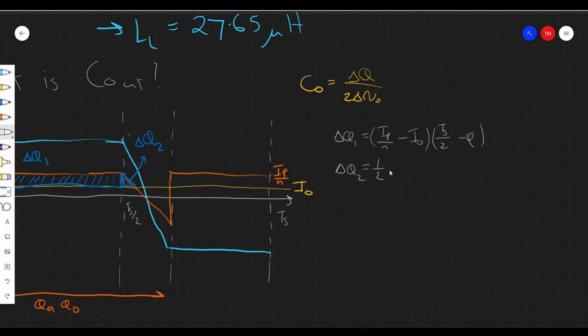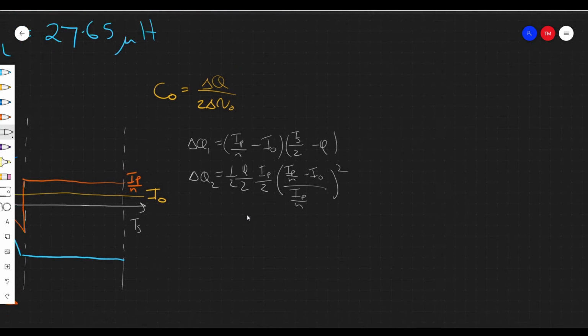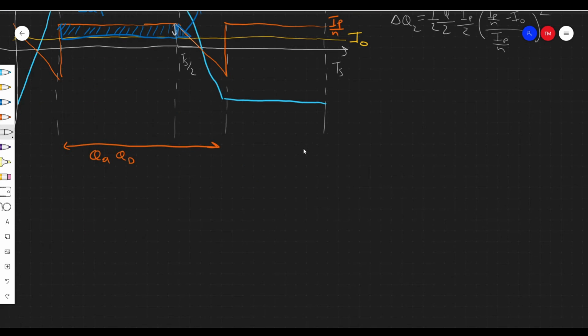half the base. We calculate the area of this whole triangle, which is half phi over 2 times I peak over N. That's the area of this entire triangle here. And then we multiply it by the square of I peak over N minus I out, this height, over I peak over N, and that's all squared. Okay, so let's simplify this stuff and figure out what delta Q1 and delta Q2 are.